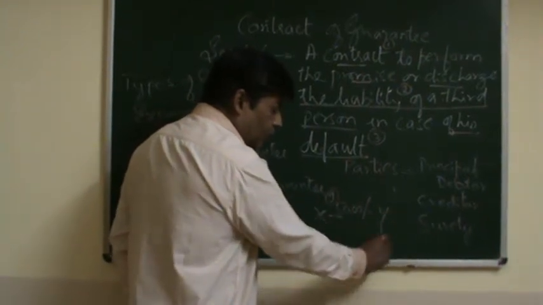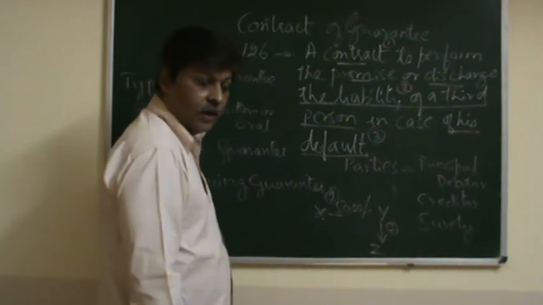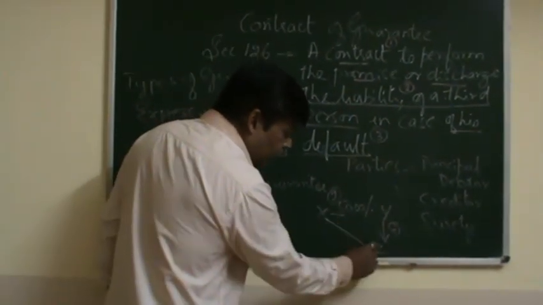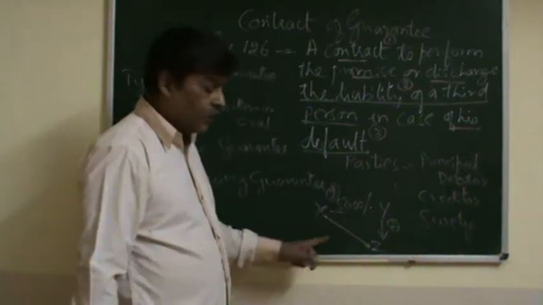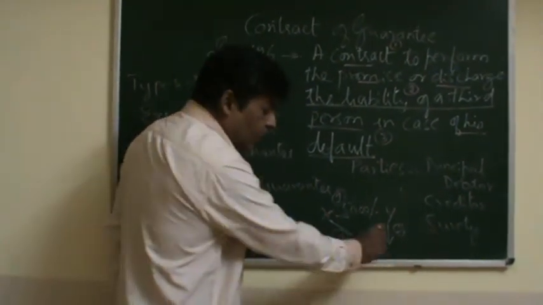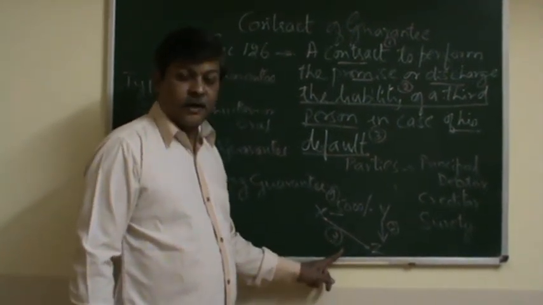The second contract is between Y and Z. That is the assurance given to Y, mainly that in case of his default, there will be a repayment. So there is another contract which we call the hidden contract or the secret contract. This third contract is between the principal debtor and the surety. That is the contract of indemnity.